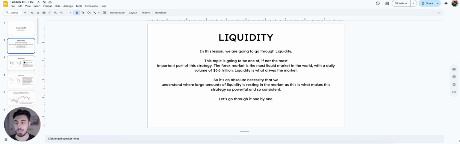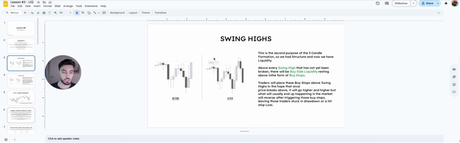So the first one is the swing high. First, I taught you how to find the swing points and how you can find the structure. Now it's going to be liquidity. Listen up. Above every swing high that has not yet been broken, there will be buy side liquidity resting above in the form of buy stops. That means retail traders are going to put buy stop orders above each swing high, especially on the high time frame, and they believe that if the price breaks that high, the market is going to be bullish. So pretty much they're looking for the buy stop.